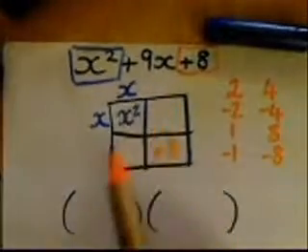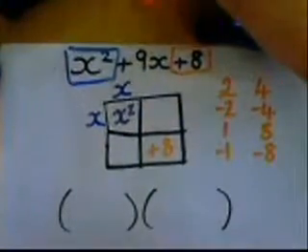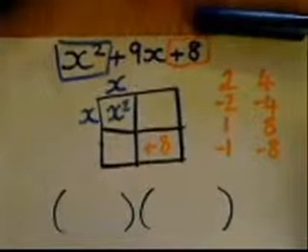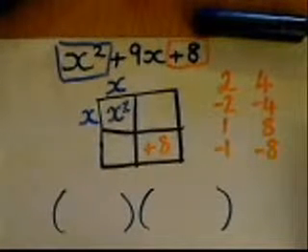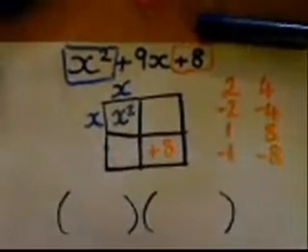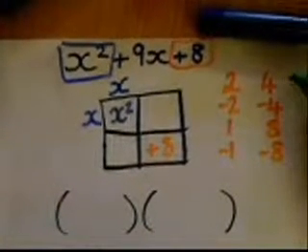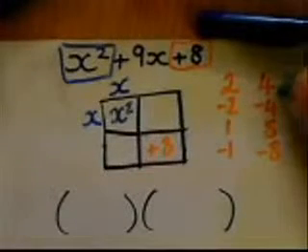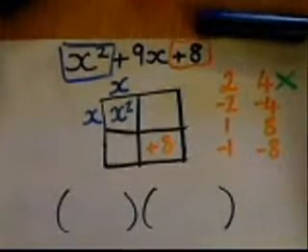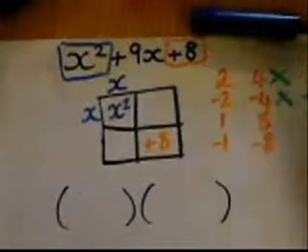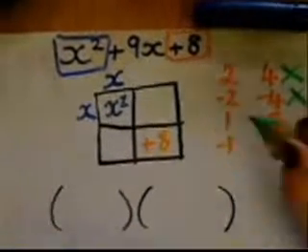Now we're going to write these up here and here, but first we'll need to work out which pair add together to give us 9x. So which pair are going to add together to make 9x? We'll have a look. 2 add 4 is 6, so that doesn't work. We're trying to get to 9. Minus 2 add minus 4 is minus 6, so that doesn't work.